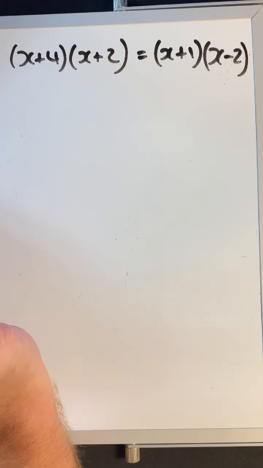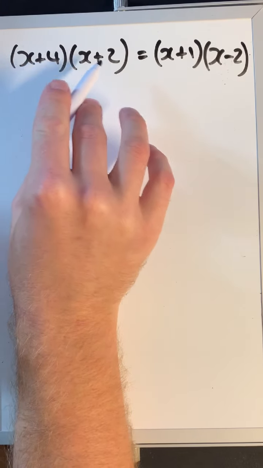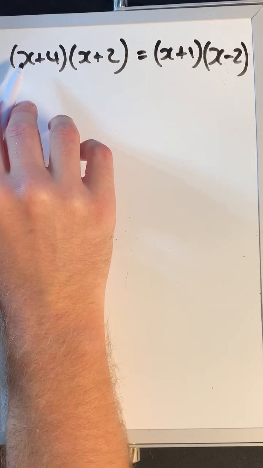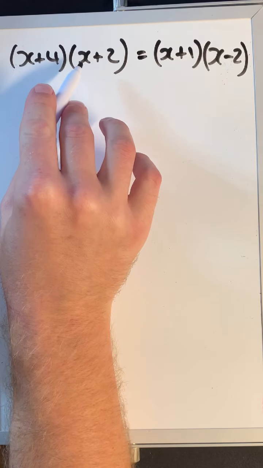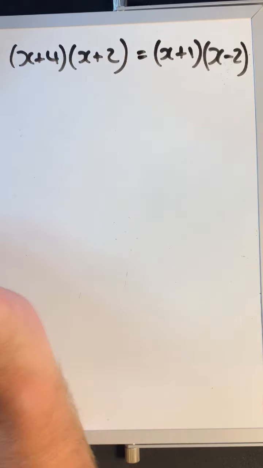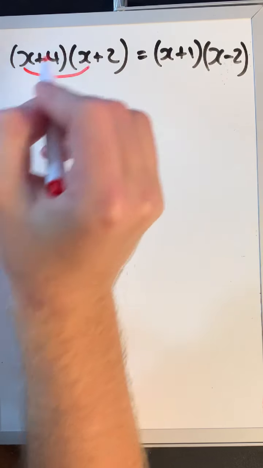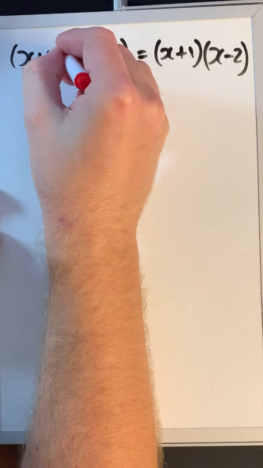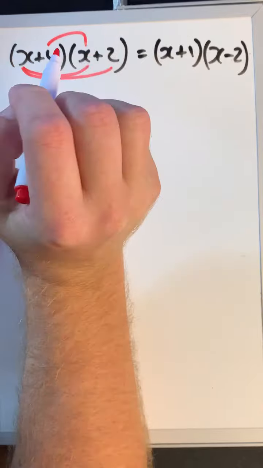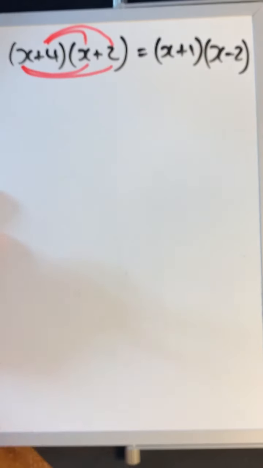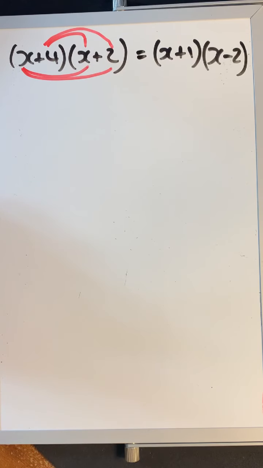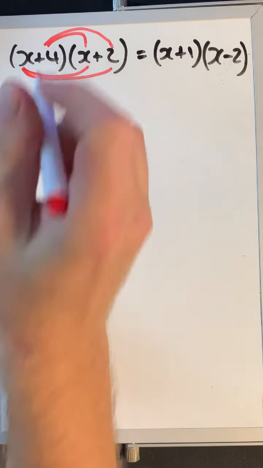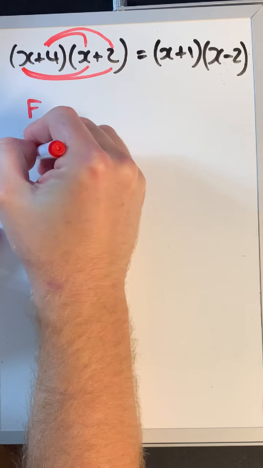But what you've got to remember is that when you've got two brackets multiplied together like this, each term in this bracket has to multiply by each term in this bracket. Okay, so this x has to multiply by that x, and it also has to multiply by the 2. And this 4 has to multiply by that x, and also has to multiply by the 2 in the second bracket as well. Okay, so people tend to remember this as FOIL.